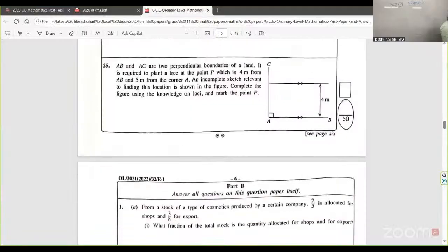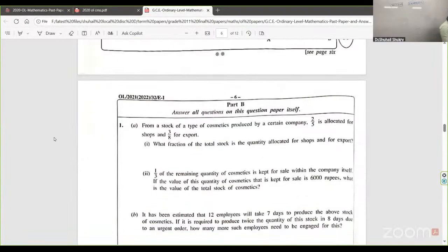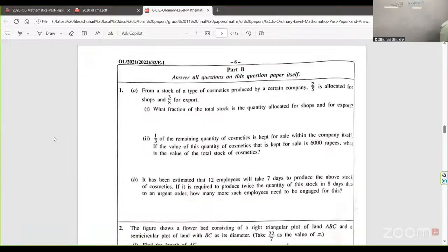Of a stock of a type of cosmetics produced by a certain company, 2/5 is allocated for the shops and 3/8 for export. Again, is this 3/8 for export from the remaining? Yes or no? No. It is from the total stock, not from the remaining. First question: what fraction of the total stock is the quantity allocated for shops and for export?